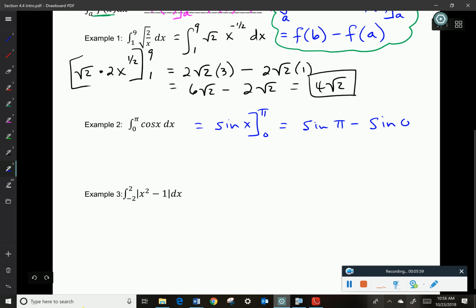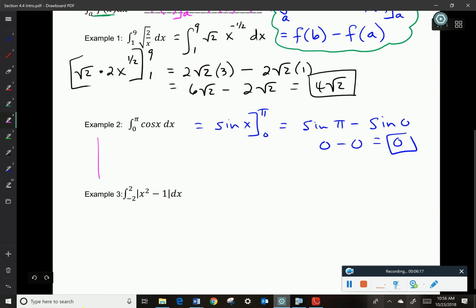And in this case, the sine of pi is 0. So 0 minus 0 equals 0. So I'm done with this problem, right? It's going to equal 0, but just a little something to think about. Remember we said how integration represents area, so can the area be 0?